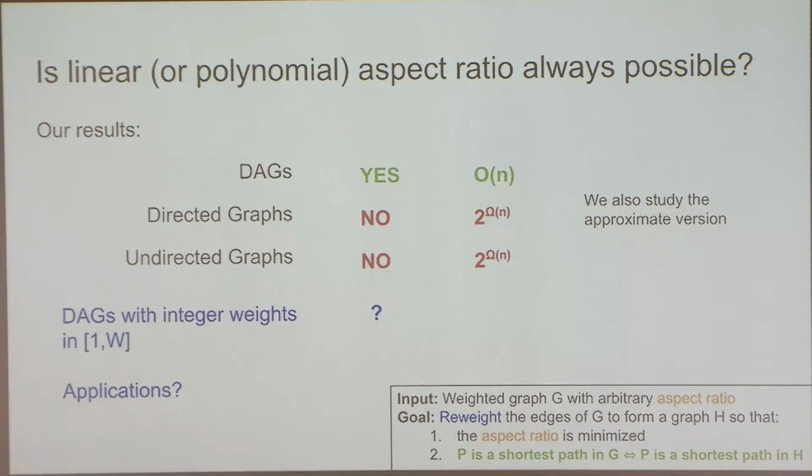Yeah, we still don't, I guess the main thing is, if we assume the graph has integer weights initially, that's the main question that I want to answer, yes.